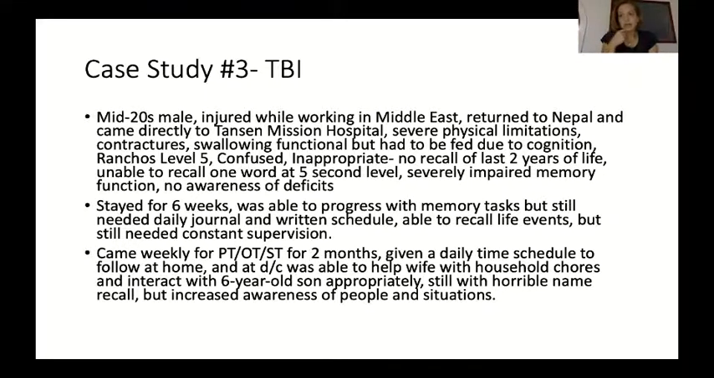Today's Thursday. What day is it? I don't know. Today's Thursday. What day is it? Couldn't remember. He stayed with us for 6 weeks. We were able to progress him. Thankfully, he could read. And so we made him a big chart, hour by hour, of what he should do.